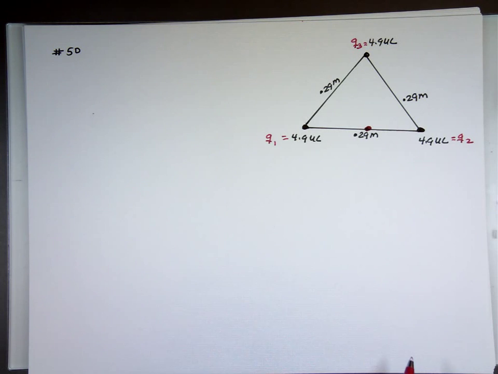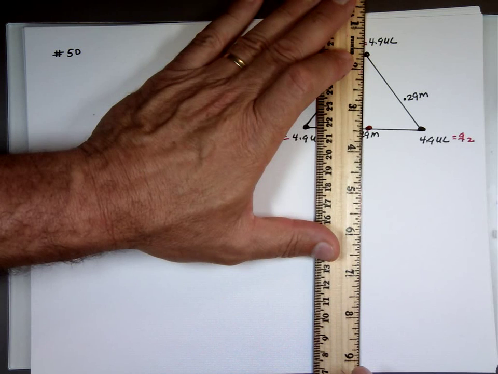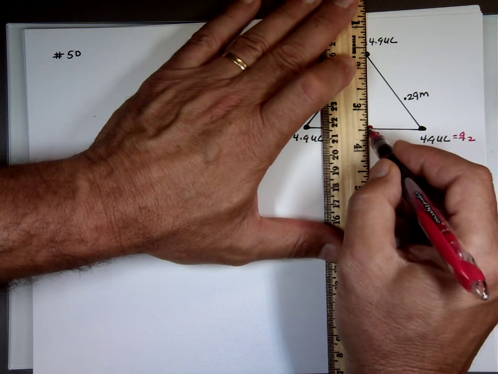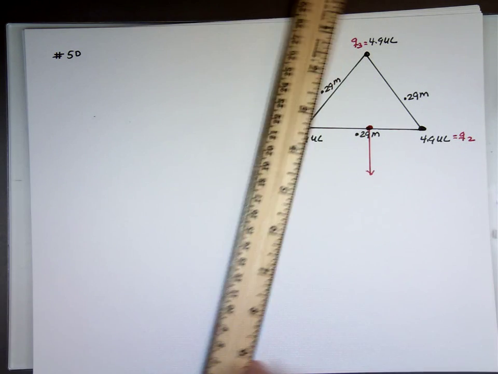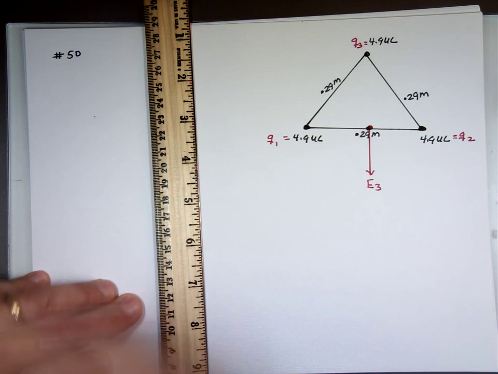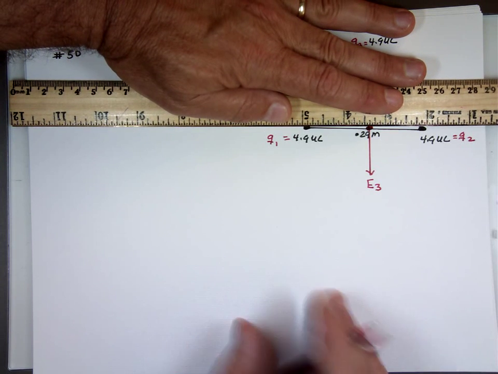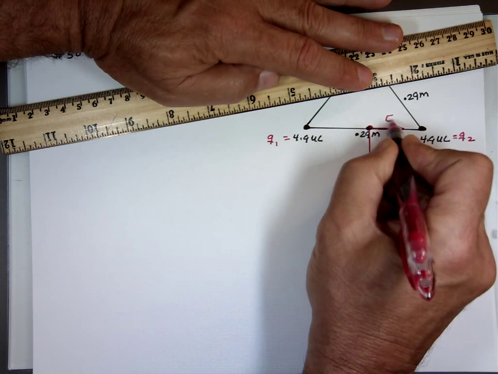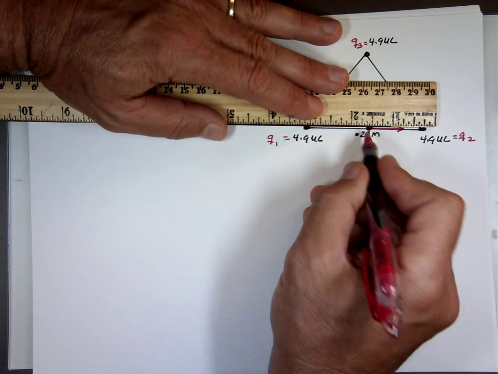Q3 is positive. The electric field for a positive charge is always pushing away. So in this case, the electric field will be pushing in this direction. We'll call it E3. For Q1, it is going to be pushing away from it. The electric field is going to be in that direction, E1. And the electric field in this direction will be pushing away from Q2, and that'll be E2.